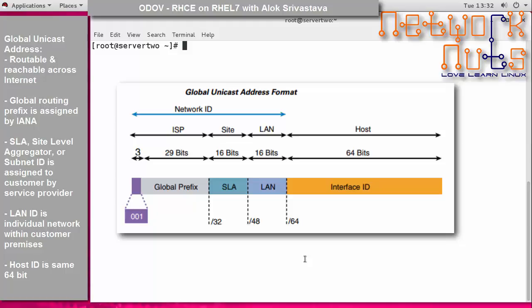Then comes your LAN ID. The LAN ID represents an individual network within the customer premises or within the customer site, and it is controlled by the customer. You are free to choose your LAN ID. And obviously the last part, the host ID or the interface ID, is the same 64-bit. So this address is globally unique.